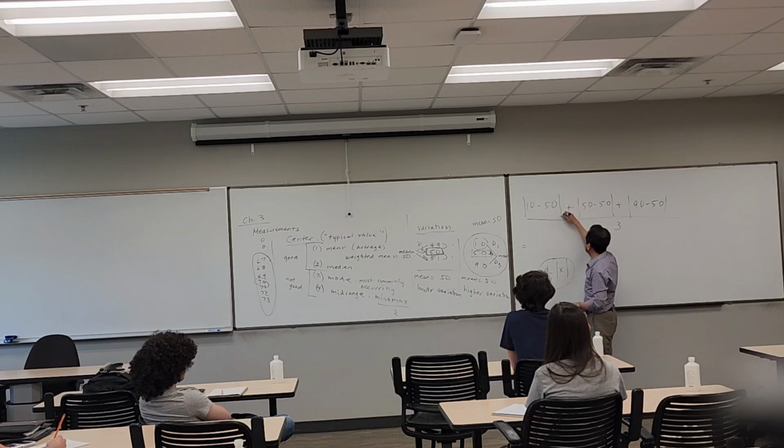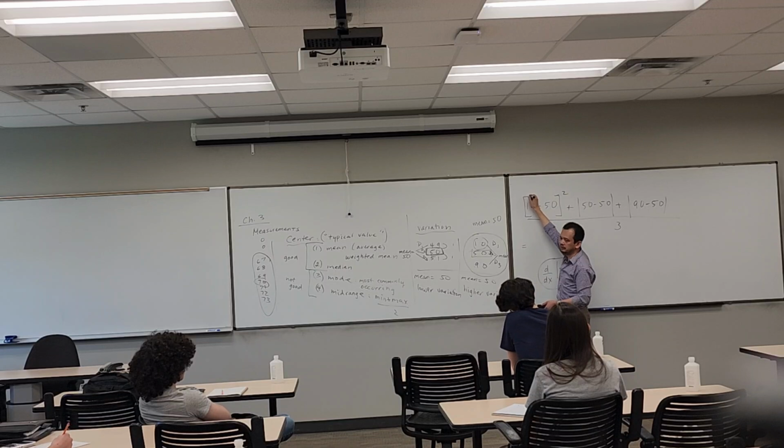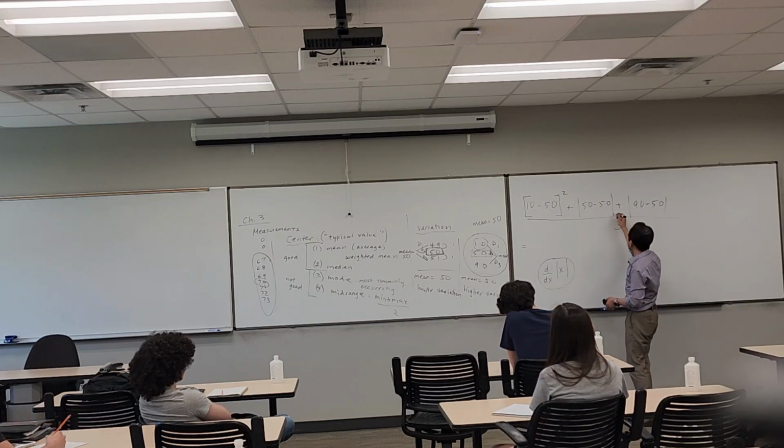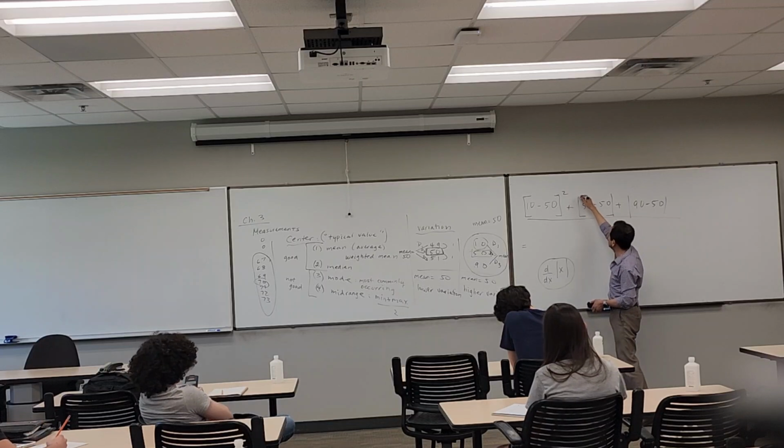We could square it instead, and when we square it, that might change the value of the number, but at least it's still positive to represent a positive distance. So we're going to square all of these instead.